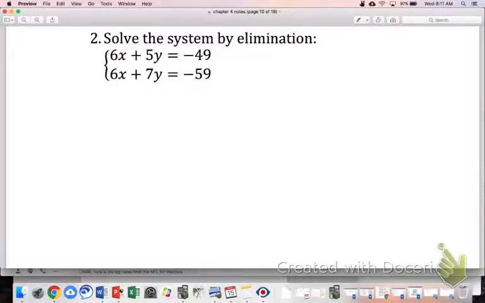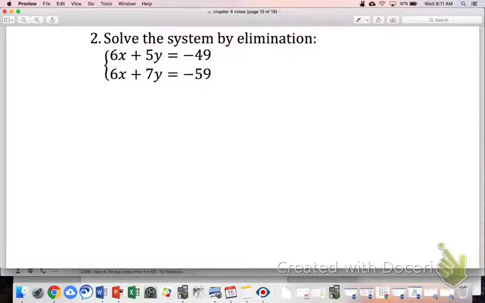I want to create the pattern of opposites. It's not there right now, so I'm going to make it. And here's how I'm going to do it. I notice the x's are already 6x and 6x. What do you think I could do to one of those two equations to create a pattern of opposites? Times -1. Multiply by -1.